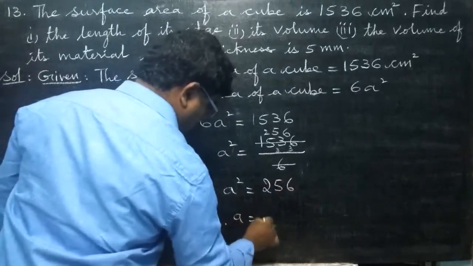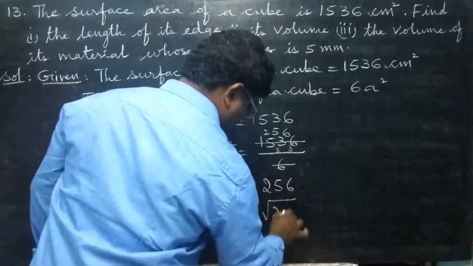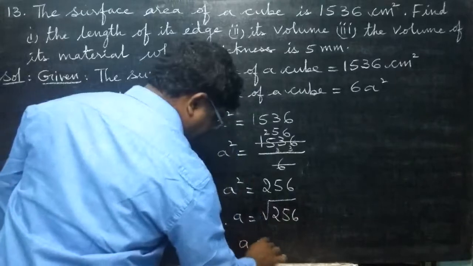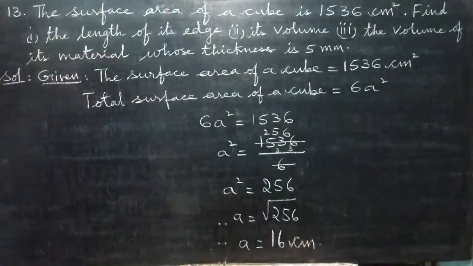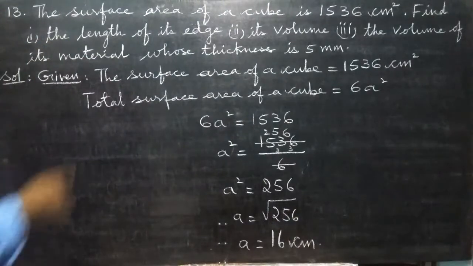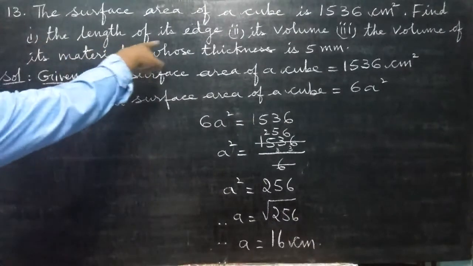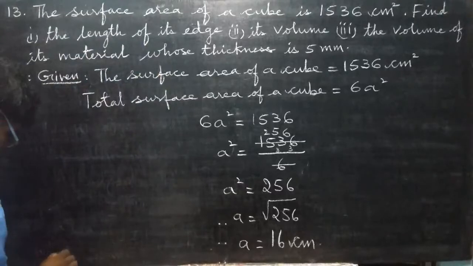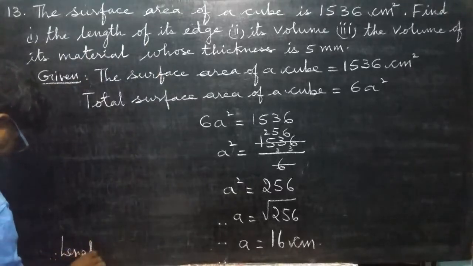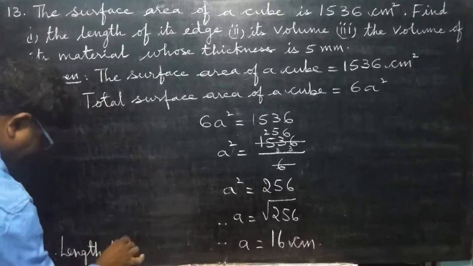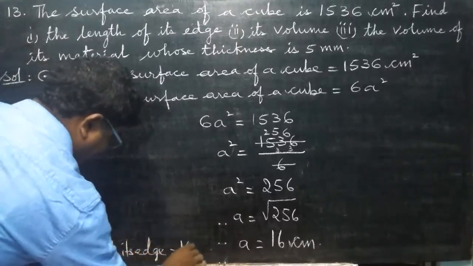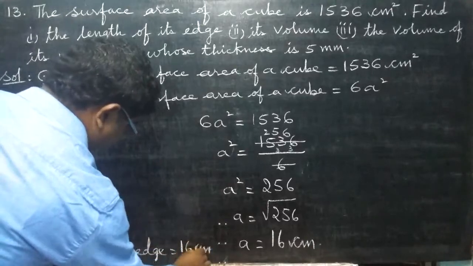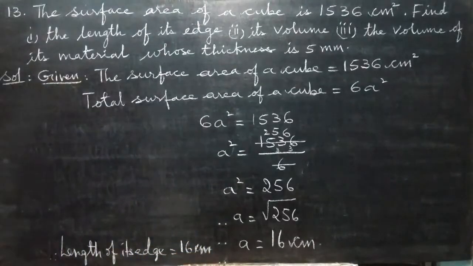a is equal to square root of 256. a is equal to 16 centimeters. So therefore, they told to find the length of its edge. Therefore, the length of its edge is equal to 16 centimeters. Conclusion: 16 centimeters. Write clearly.